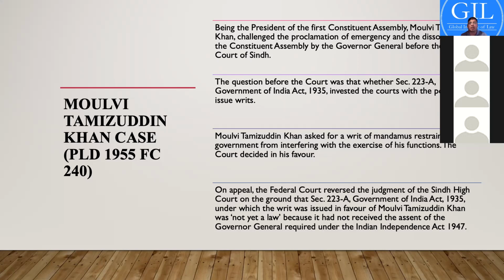So what happened was that the Governor General of that time, Ghulam Muhammad, was in a tussle with the parliament. So Maulvi Tamizuddin, who was the president or the speaker of the assembly, challenged the proclamation of emergency, which had dismissed the assembly by the Governor General, before the Sindh High Court.